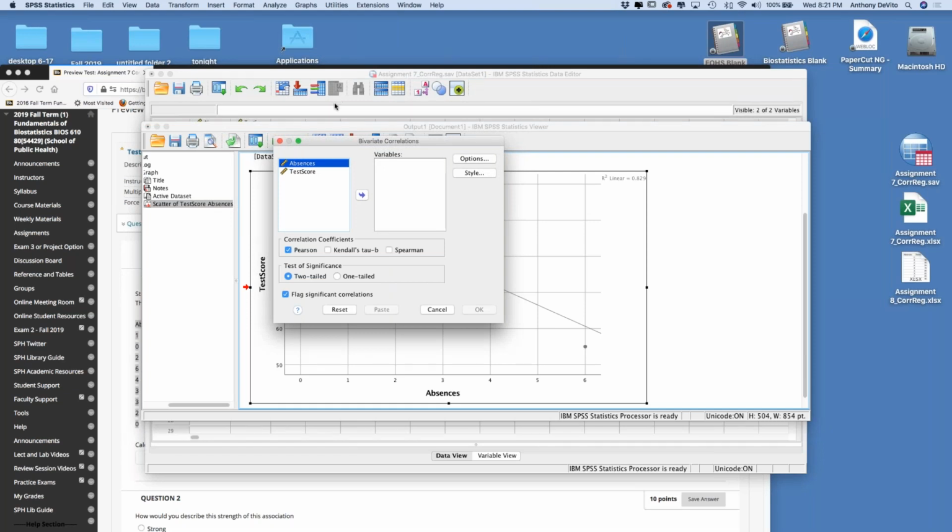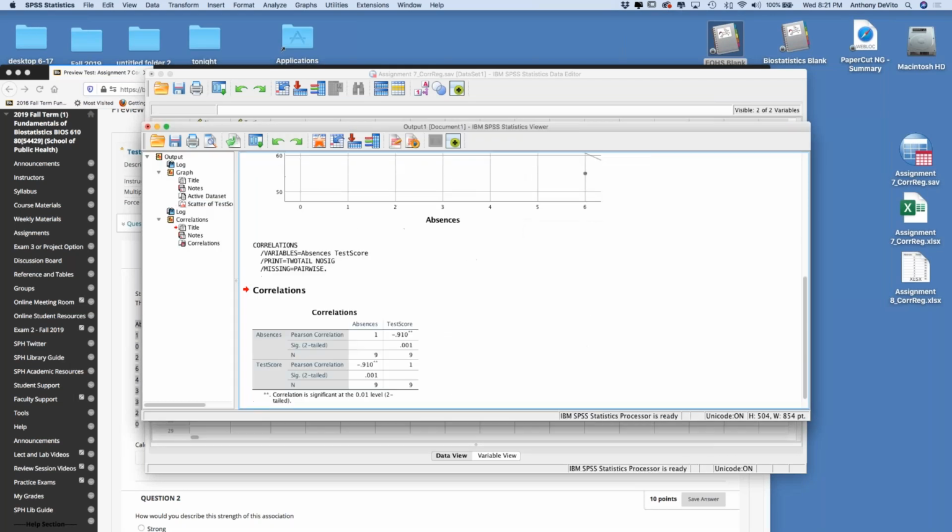Okay, so here it's asking me, which variables do you want to test for the Pearson's correlation coefficient? Which ones do you want to test for an association? Notice it doesn't care which one I put in first or second. All it cares is that I have at least two of them in there before it lets me go to OK. That's because, again, with correlation you're not making a judgment about which one causes the other, so it doesn't care which is the X and which is the Y. So I'm going to click OK.